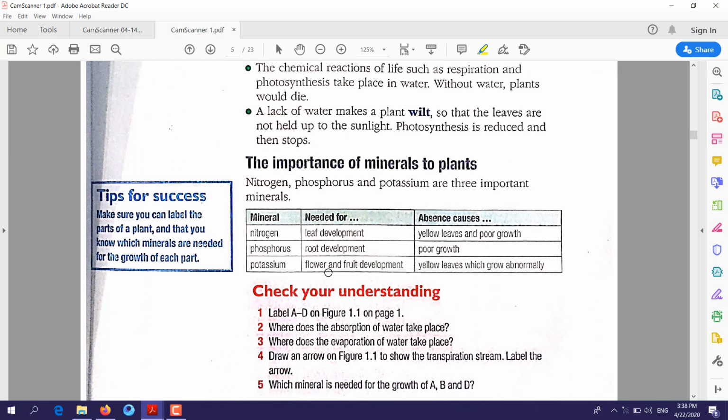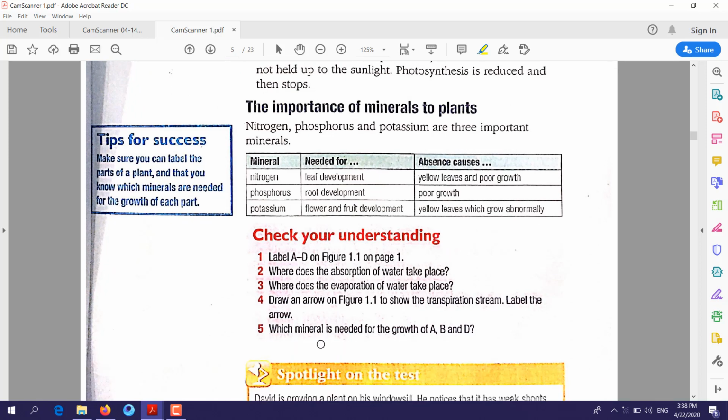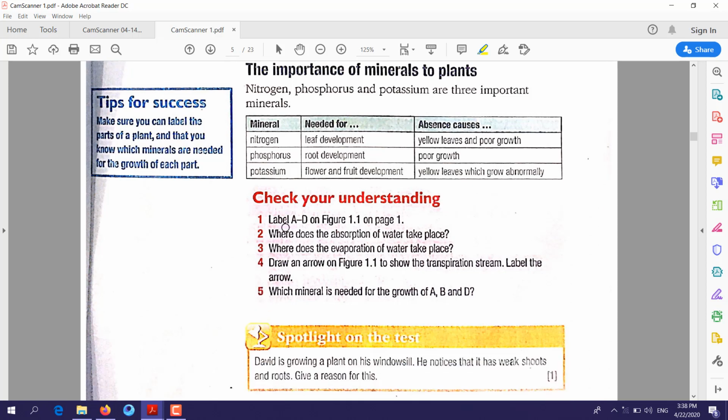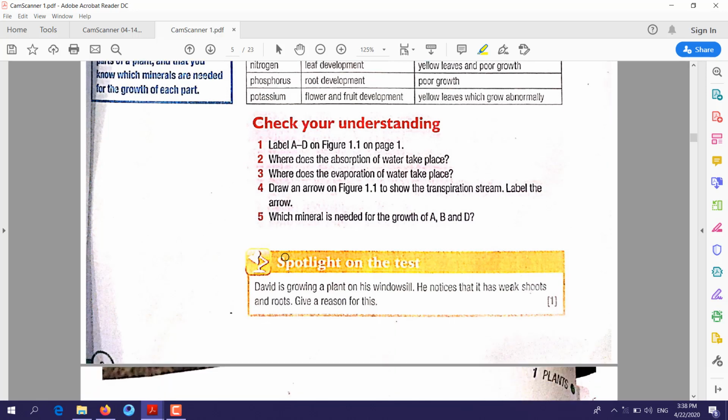In addition to that, by the end of each topic, you will have some questions. For example, Check Your Understanding. Question number one says, label A to D on figure 1.1 on page 1, and the rest of the questions. These questions are about the organs of plant. Then it's like a conclusion.